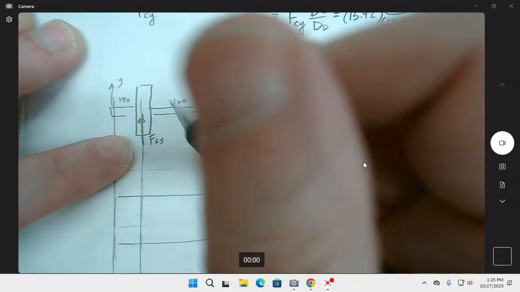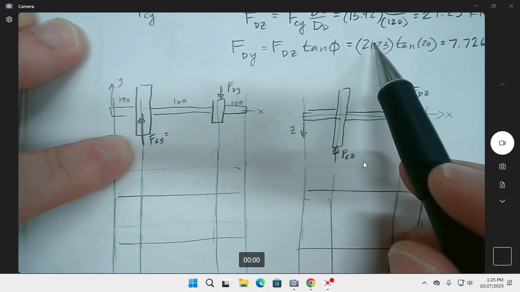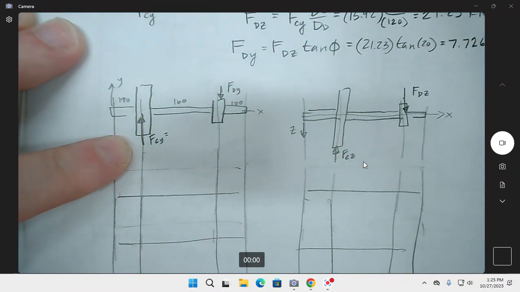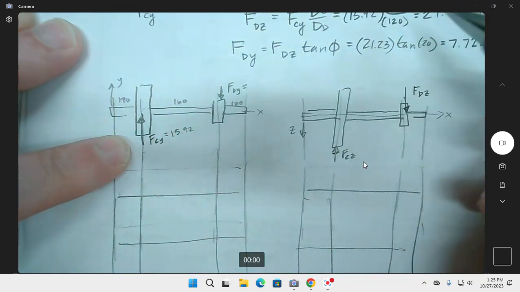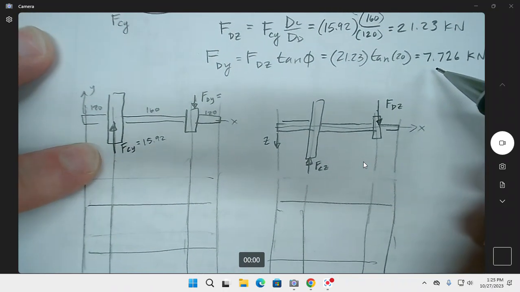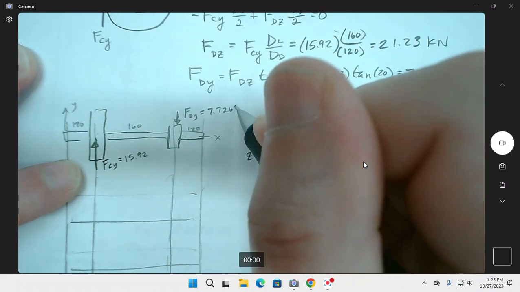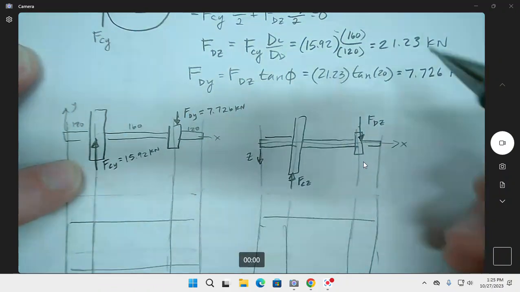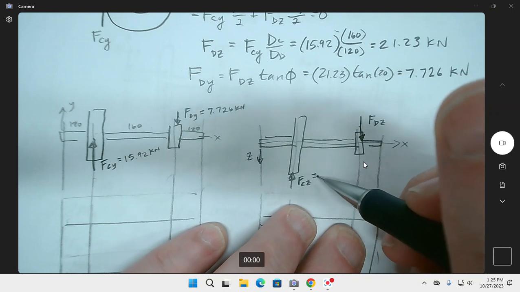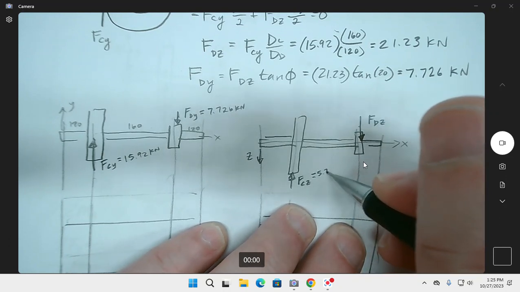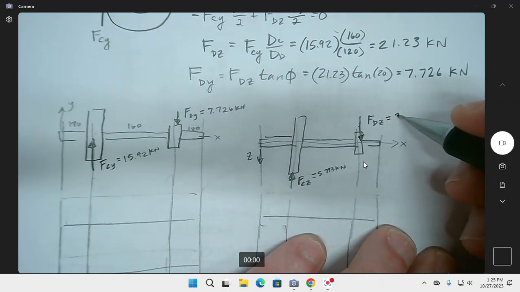So maybe I'll write these in here so I don't have to keep looking back up. FCY is 15.92. FDY is 7.726 kilonewtons. This is FCZ, 5.793 kilonewtons, and FDZ is 21.23.